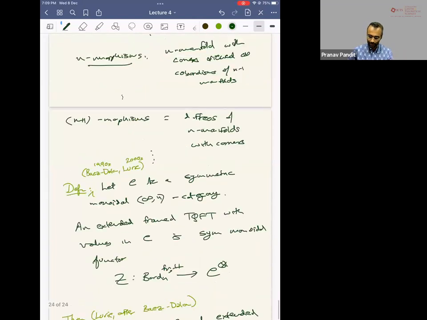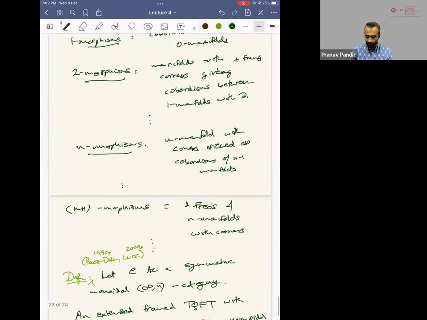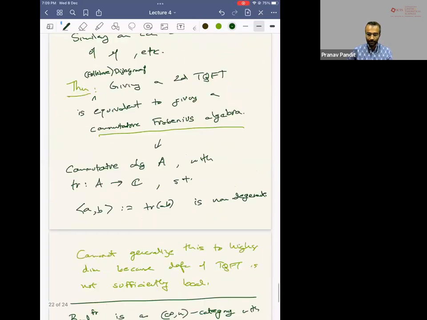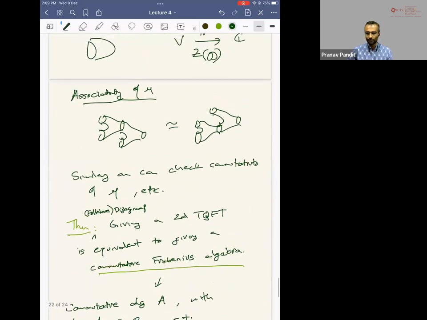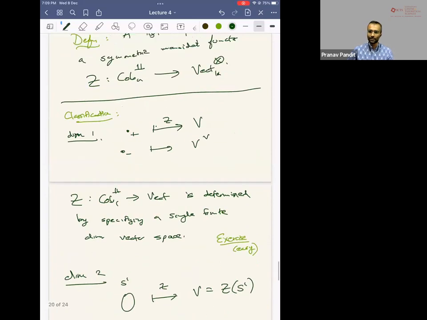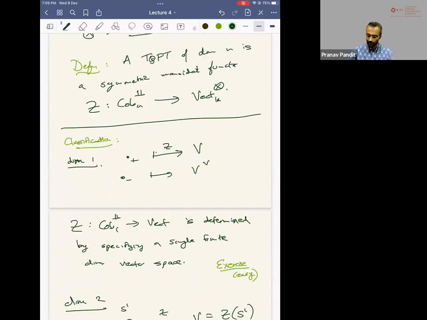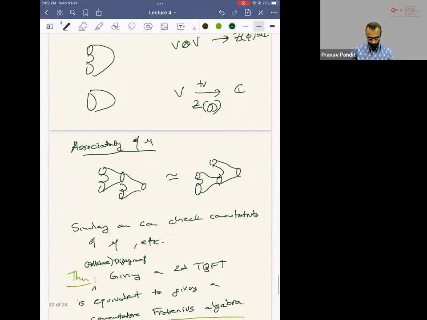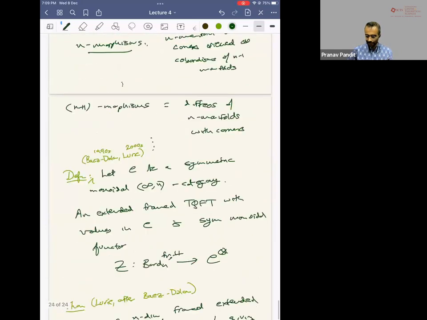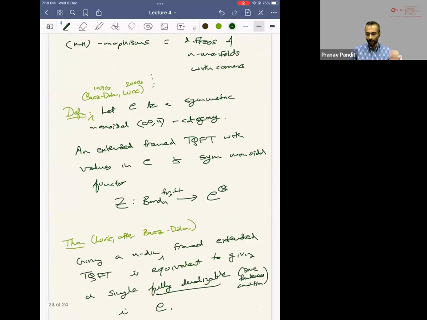So in the examples we saw in the low dimensional classification, we classified one-dimensional TQFTs by giving a vector space, and two-dimensional TQFTs by giving a single object, a Frobenius algebra. And similarly, this is a very deep generalization of this, which is completely independent of dimension, etc., and is completely local because you can chop up manifolds in any way you want.